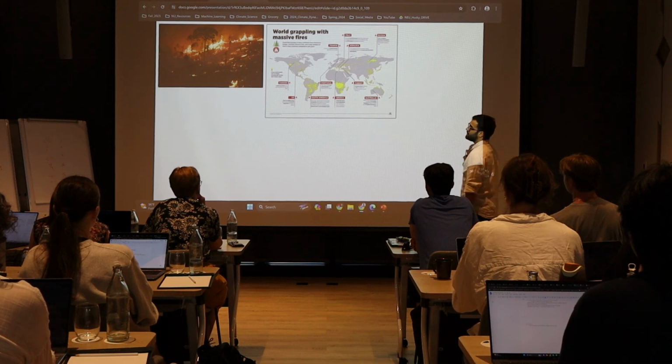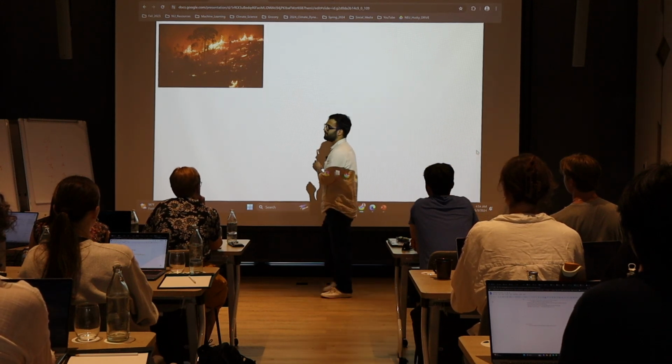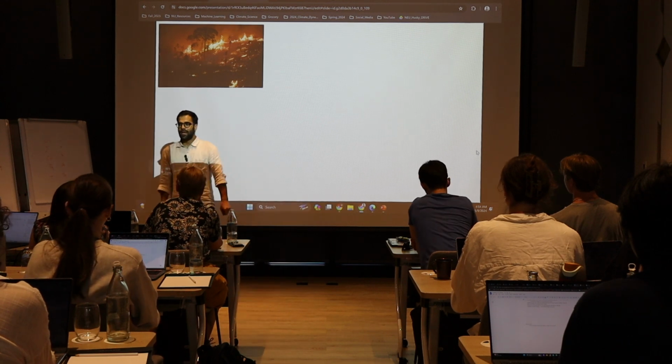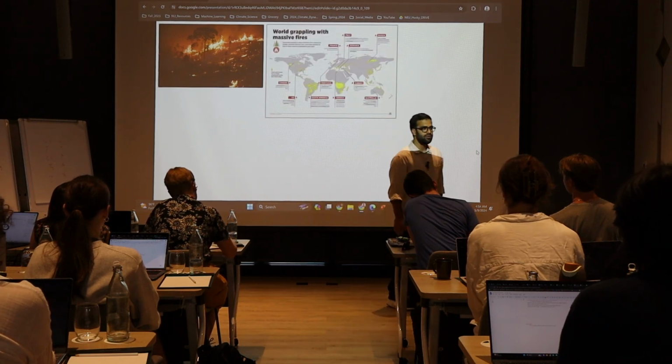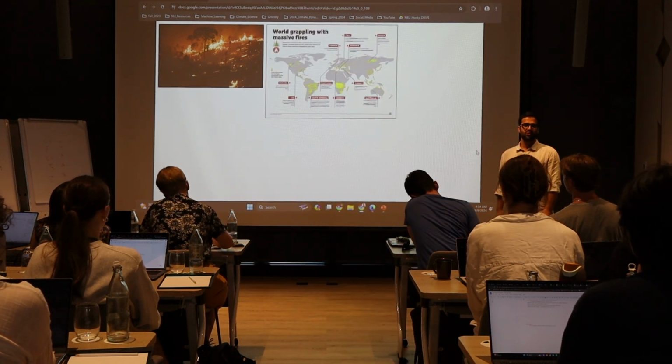Okay, one more reason, what is that? Forest fire. With the increase in temperature, soil moisture is not that much, and we are prone to these things. And the USA is known for these things.